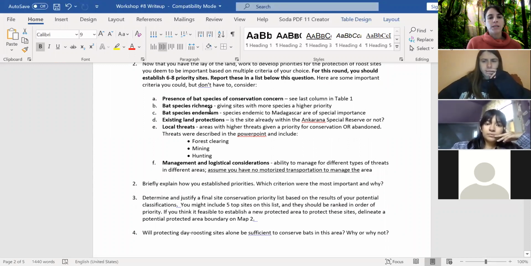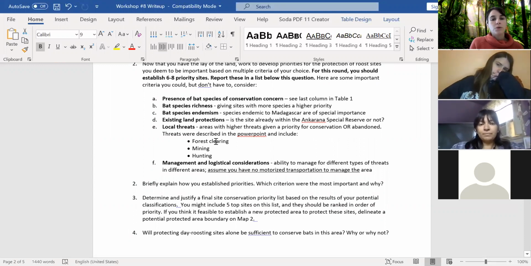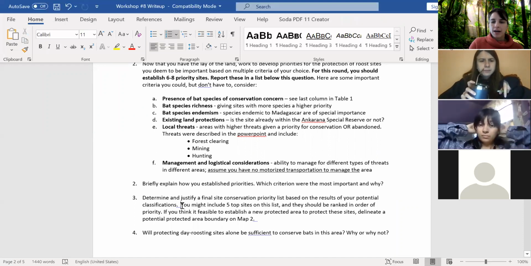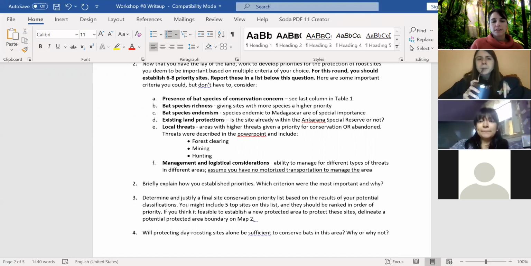And then think about which sites do I want to prioritize based on any subset of this criteria. You don't have to use all these criteria. You could say, look, I don't think this one's important, and here is why. So what you're being graded on is, here you're going to make the list, and then in 2, you're going to explain how you establish the priorities. Which criteria did you consider important and why? And then you're going to narrow it down to like 5 top sites and rank them by number. Like this is the top one to protect, and this is why. And then there's just one last question for you down there to think about.